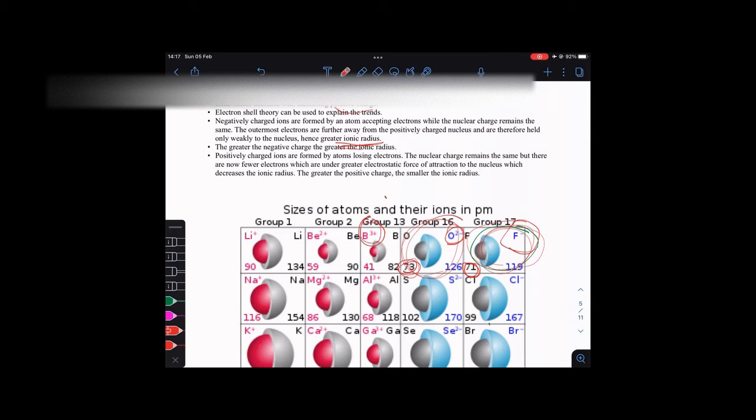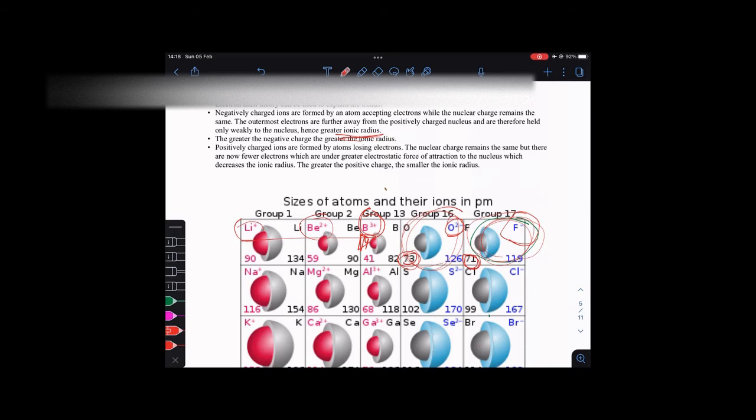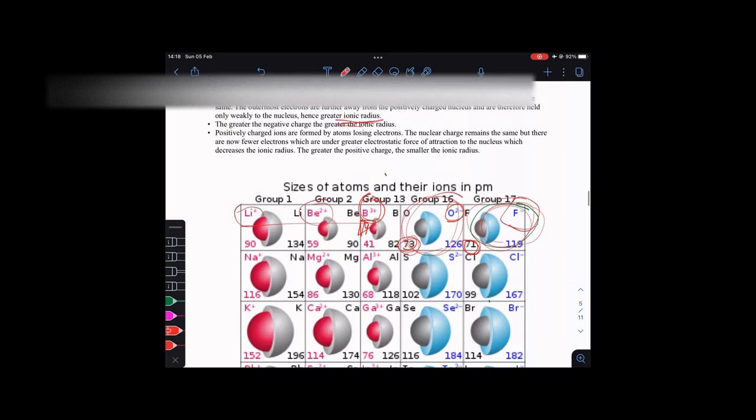And then we can see that if we increase the positive charge, say this is 3 plus, 2 plus, this is 1 plus, with increasing positive charge we have decreased ionic radius. Positively charged ions are formed by atoms losing electrons. The nuclear charge remains the same, but there are now fewer electrons under electrostatic force of attraction to the nucleus, which decreases the ionic radius. So the greater the positive charge, the smaller the ionic radius.